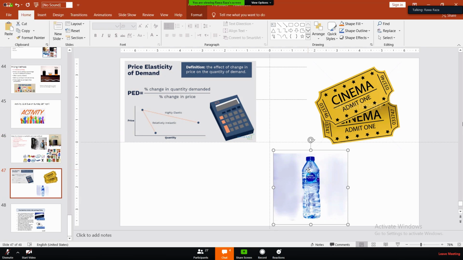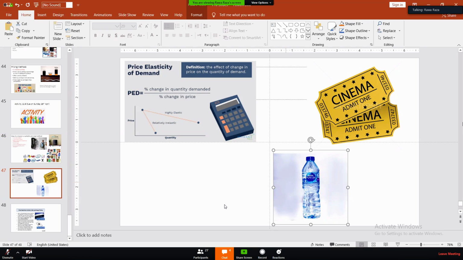If you did not understand that part, let me know. What do I call this? This phenomenon of change in demand as a result of change in price, I call it price elasticity of demand. For the products like the bottled water, I call it price inelastic.